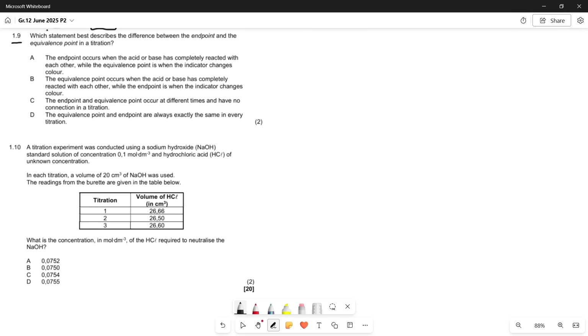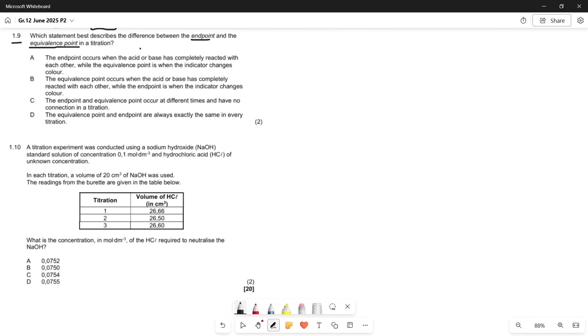So 1.9 says, which statement best describes the difference between the end point and the equivalence point in a titration? So this is just terminology. These are definitions as far as an acid and base titration. So we have option A, the end point occurs when the acid or base has completely reacted with each other, while the equivalence point is when the indicator changes color. Then we have B, the equivalence point occurs when the acid or base has completely reacted with each other, while the end point is when the indicator changes color.